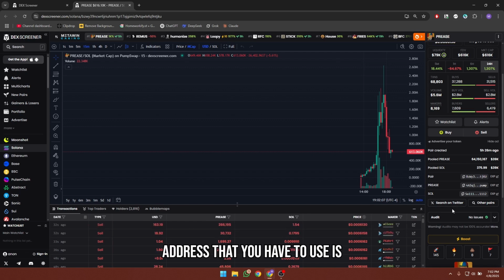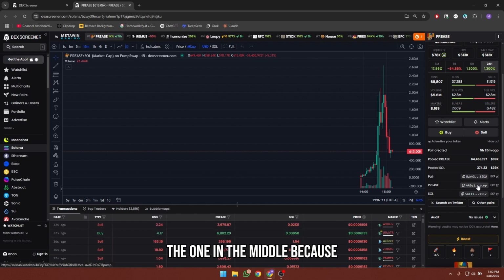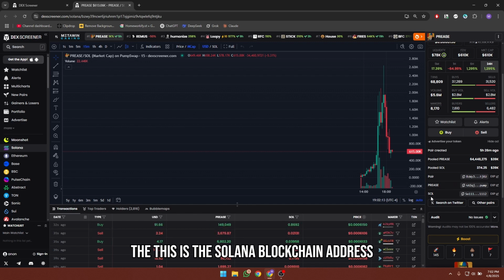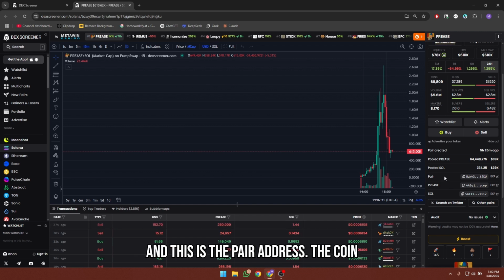Now, let's just say you wanted to buy this meme coin, right? The address that you have to use is the one in the middle, because this is the Solana blockchain address and this is the pair address. The coin address, the one that you have to put in order to buy this, is the one in the middle. And how do I verify this?